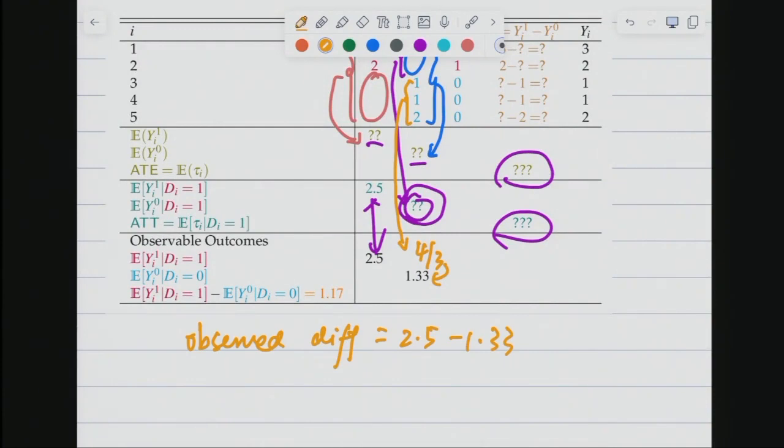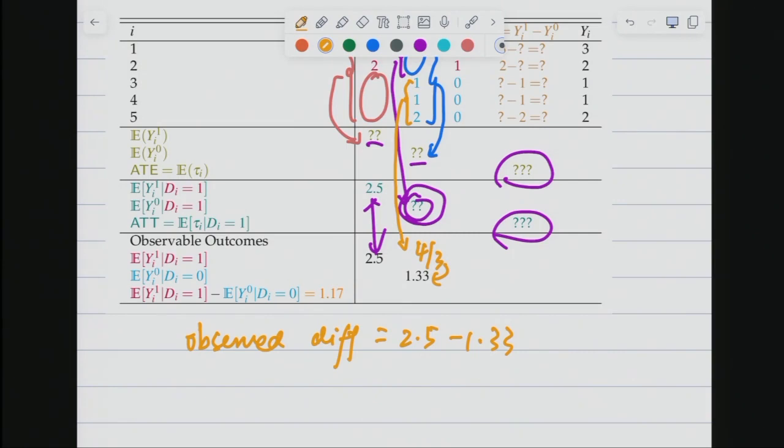But recall previously we've already seen that the true value of the ATE is actually 1.8, and the true value of the ATT is actually 1.5. So generally, the observed difference between groups will not be the same as the treatment effects that we want to identify. And this is really because of the selection bias.